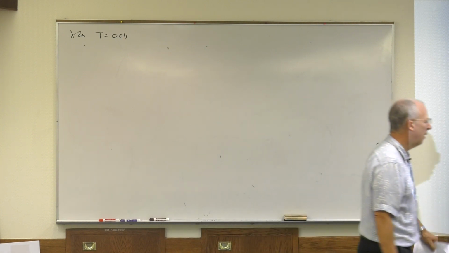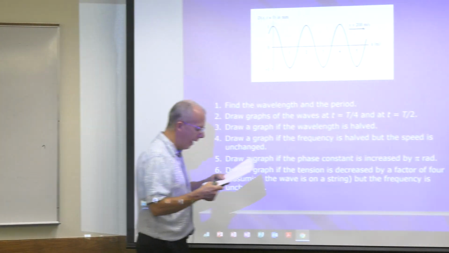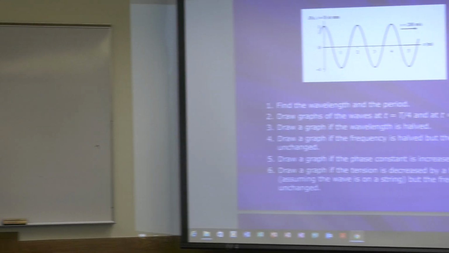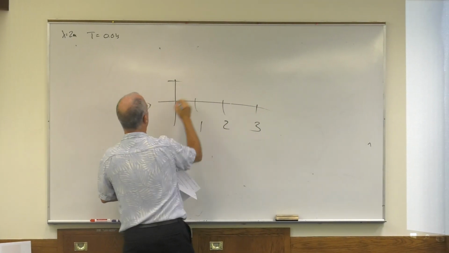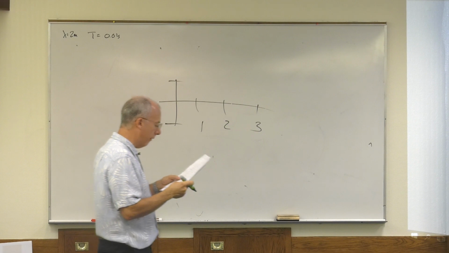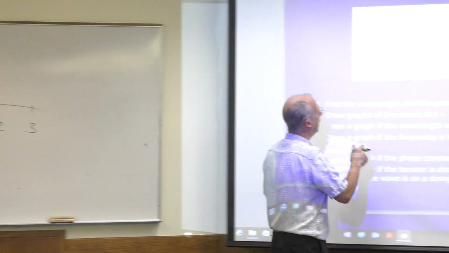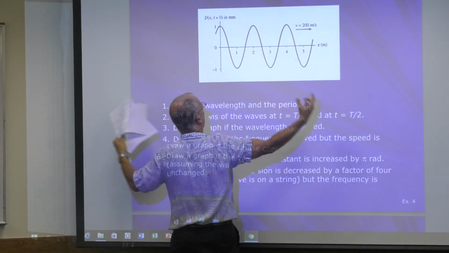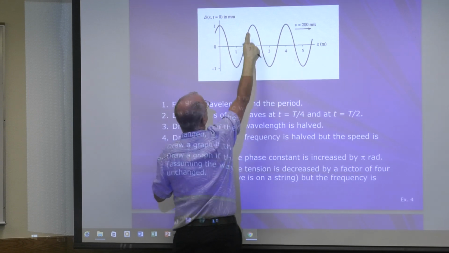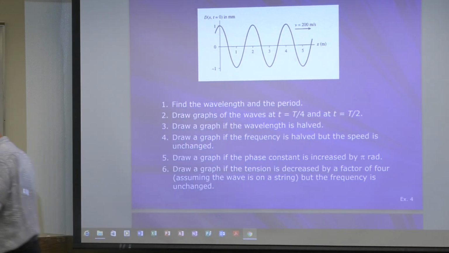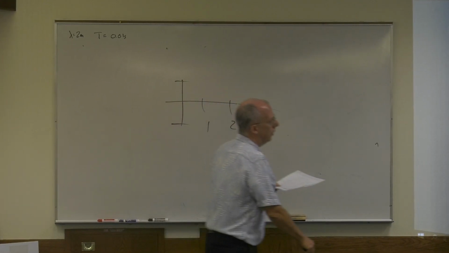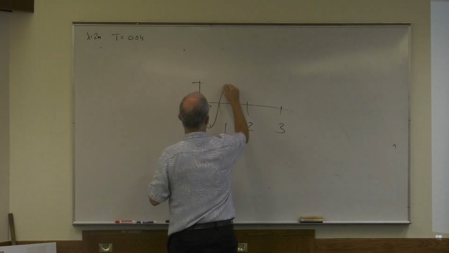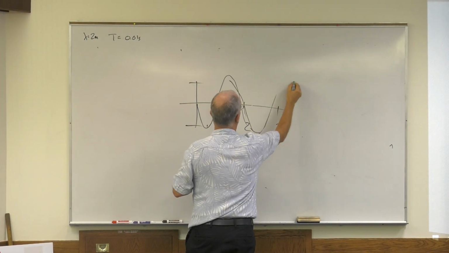Okay, number 3. Draw a graph if the wavelength is halved. I don't like drawing. Whatever. 1, 2, 3. Okay, so now the wavelength is halved. Okay, so what does that mean? So this used to go from 0 to 2. Now we want to scrunch it, right? Wavelength is halved, so that means it's going to be at 1. Okay, so just draw it. Right? So this is going to be at a half. Something like that. Okay?